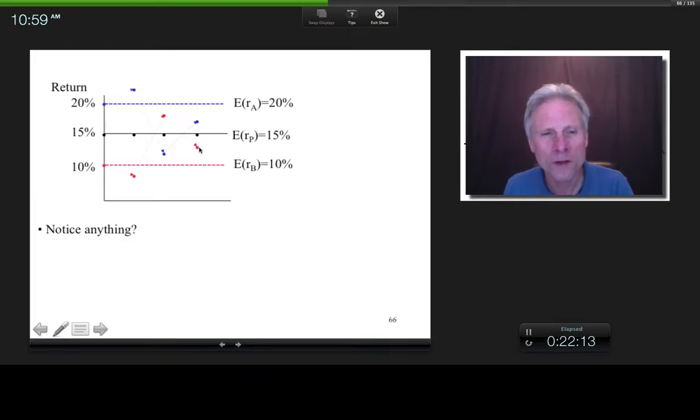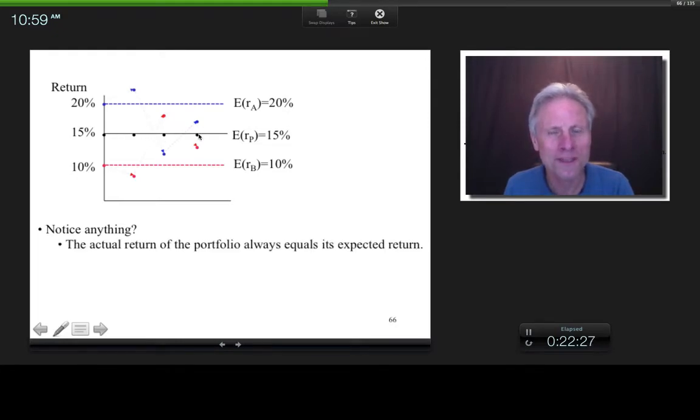So what do you notice about the portfolio? Does anything unexpected ever happen with the portfolio? It doesn't, right? Notice these actual returns are always equal to the expected returns. And so if the unexpected is always 0, then what can you say about the risk of the portfolio? That it has risk or has no risk? It has no risk. Its risk would be 0. It would be what's called risk-free.